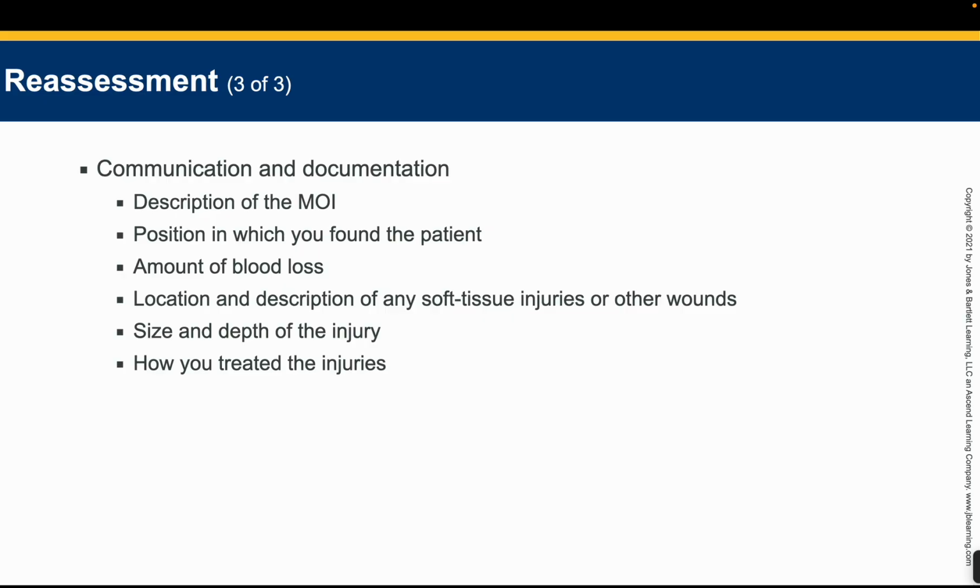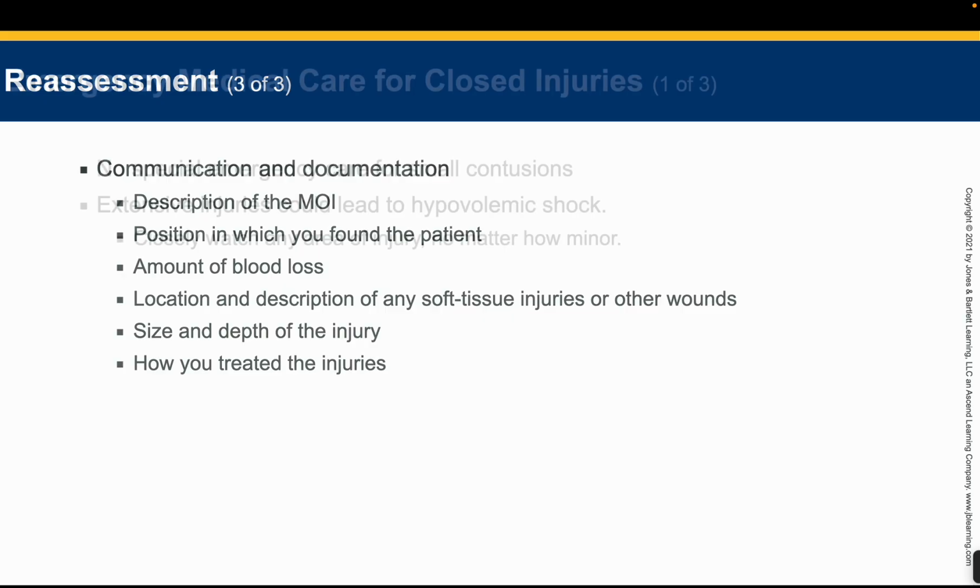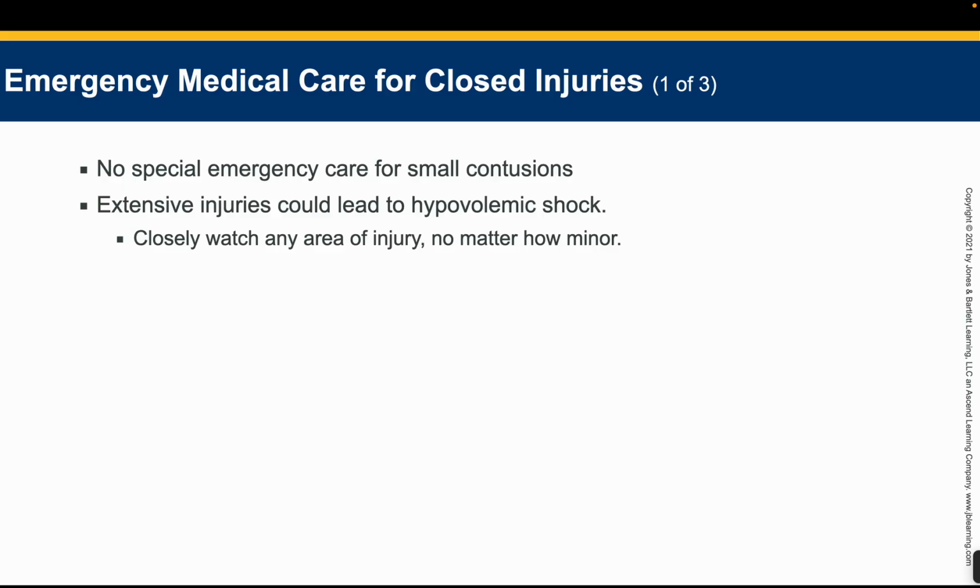A clear, accurate report ensures continuity of care and helps the receiving team understand exactly what's already been identified and managed. When it comes to closed injuries, not all of them require aggressive treatment, especially small contusions, but that doesn't mean that you should ignore them. Larger or more extensive injuries can still lead to significant internal bleeding, which puts the patient at risk for hypovolemic shock. So even if something looks minor on the surface, you still want to monitor it closely. Watch for changes, increasing pain, swelling, or any signs that your patient may be deteriorating.